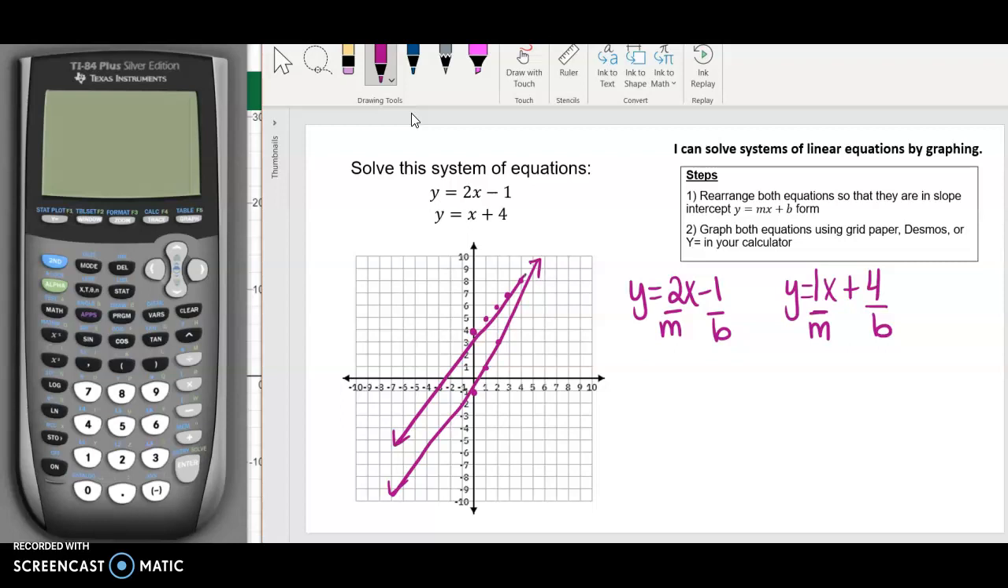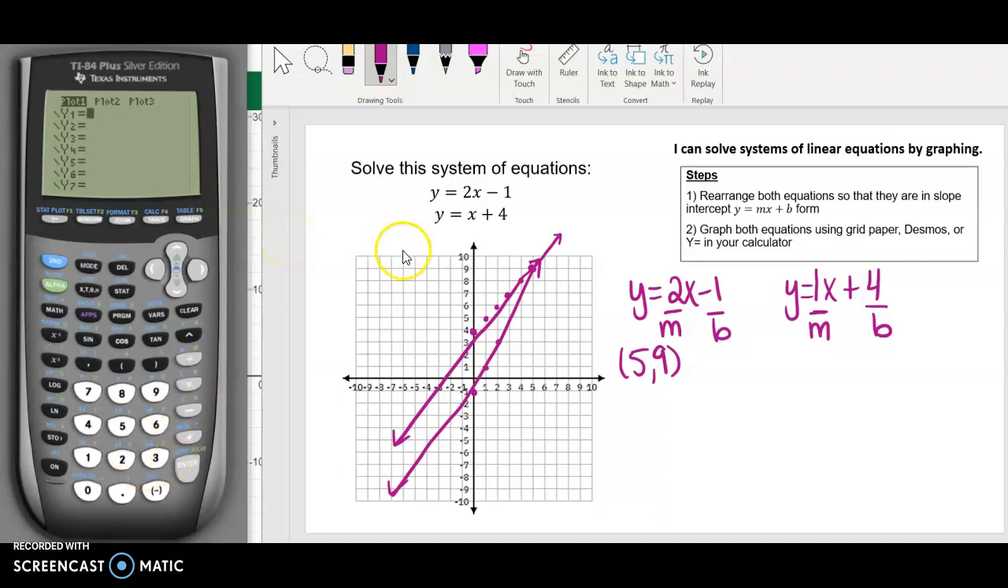So when I graph these two lines, I notice that there's an intersection point, which I think is about here at (5, 9). So I'm kind of estimating that (5, 9) is the solution based on what I've graphed, but we can use our calculator to tell us exactly. So to do this, we're going to go to y equals, and we're going to enter these equations into y1 and y2.